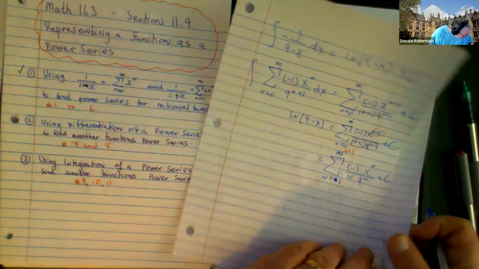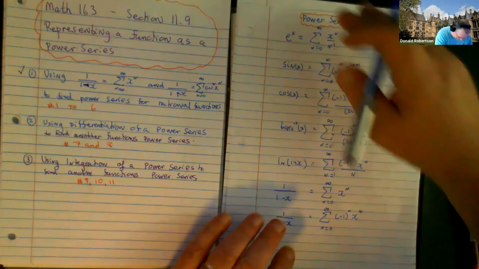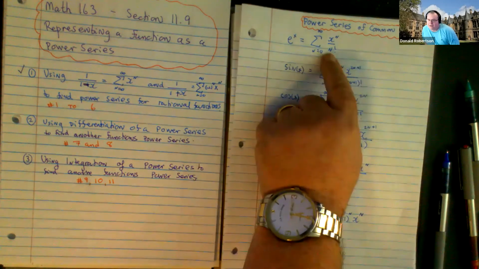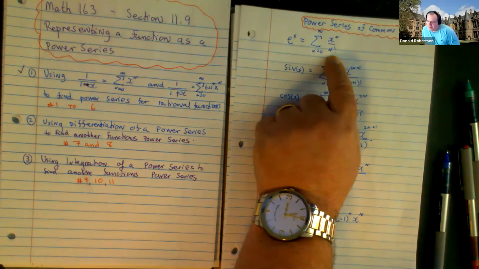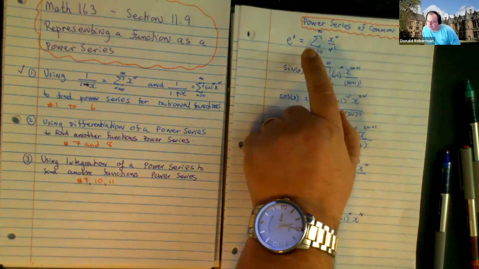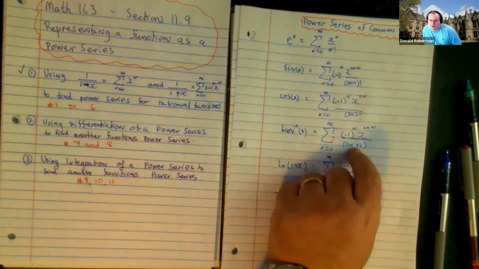Now, the next thing is a big list of standard power series. These are the most common. I may have missed one or two, but I got most of them. Remember x to the n, my favorite. That is by far my favorite power series, right? That's what e to the x looks like, power series.